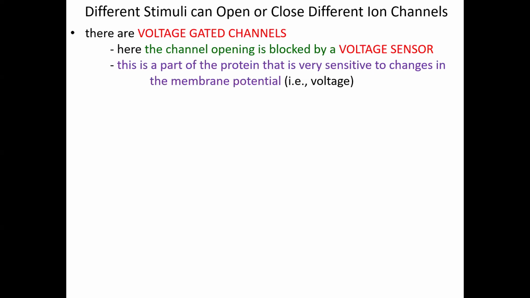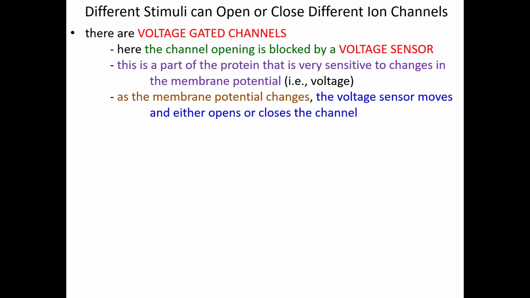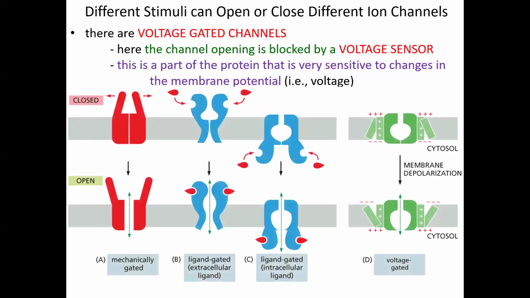For voltage-gated channels, there's a part of the protein that's very sensitive to changes in the membrane potential, very sensitive to ions wanting to flow. And as the membrane potential changes, as it gets more negative or more positive, as ions are flowing, the voltage sensor is going to move. There's going to be a conformational change. And that conformational change will either result in the channel opening or closing, depending on the channel.